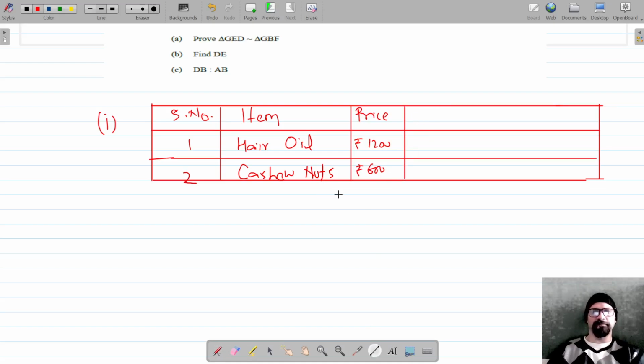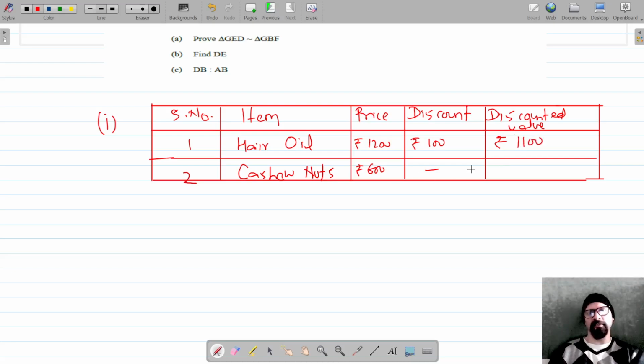Now there is a discount. So we will find the discount. So discount given here is rupees 100 on this. And on this there is no discount. So that means we have the discounted value. So the last column should be the discounted value. Okay, so discount is 100, so that means the discounted value is rupees 1100. And here there is no discount, so it's 600.